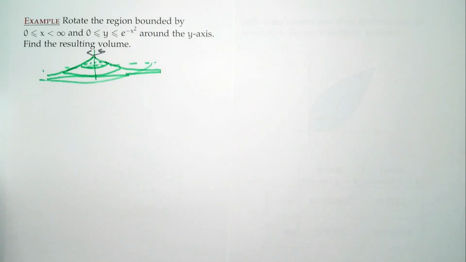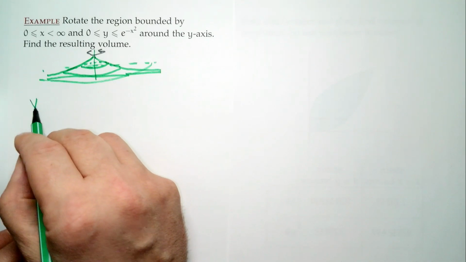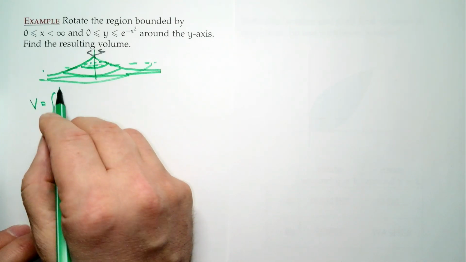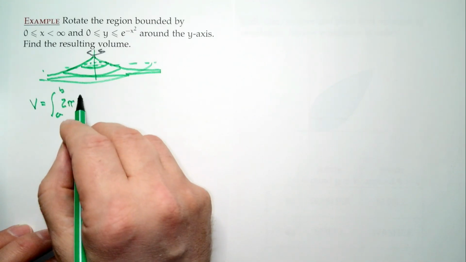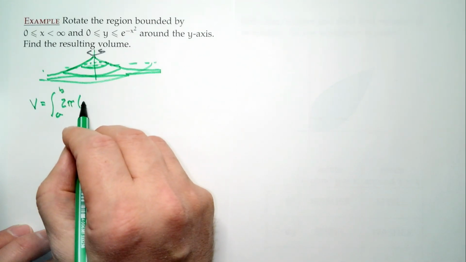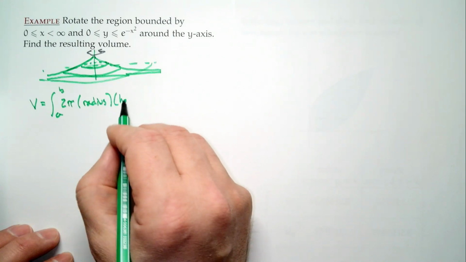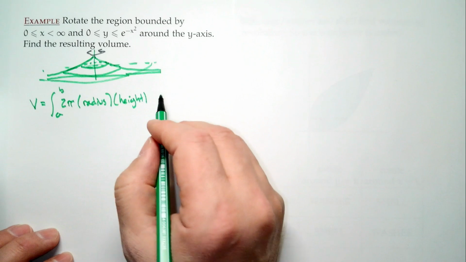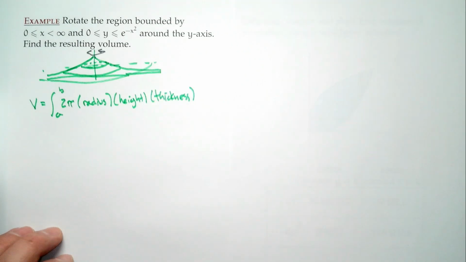Probably we should use our formula. All right, so let's recall the volume: integral from a to b, there's a 2 pi, and then I'll write there's a radius to where we're spinning around, then there's a height, and then there's a little thickness. So that's our generic formula, and we just sort of start filling in the holes.